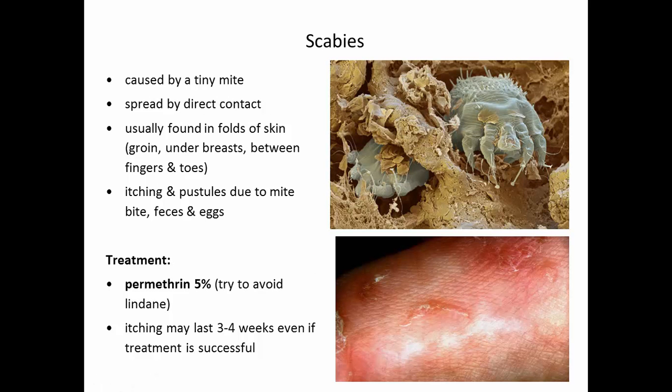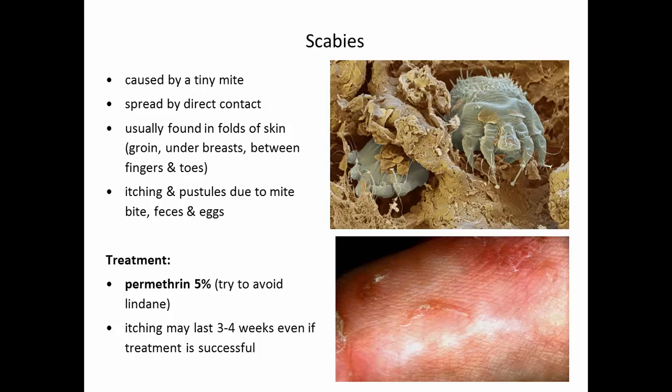So scabies is caused by a very tiny mite. They don't fly or leap, they crawl, and so you have to come in direct contact with somebody that has scabies in order for the mite to crawl onto you. They migrate to places that are nice and warm, so in the groin area, under the breasts, between fingers and toes. And what they do is they burrow and make little tunnels under the skin, and they lay eggs and they bite and feed, and that is what creates the irritation, the redness, and the itching that occurs.